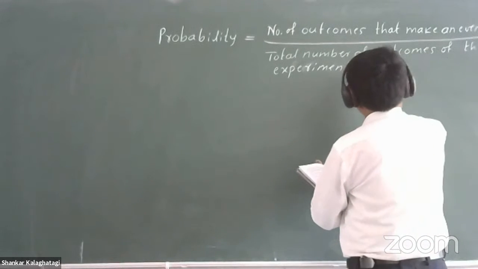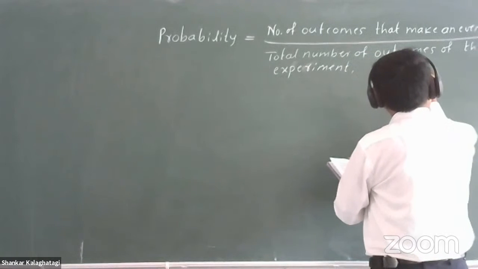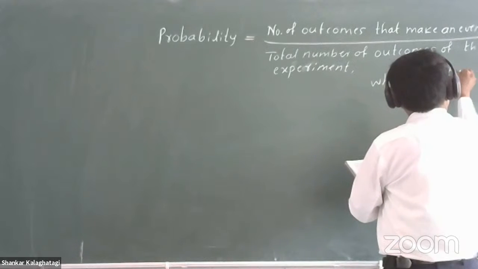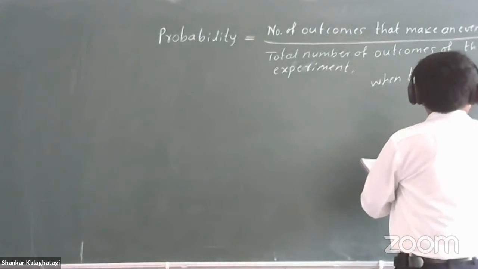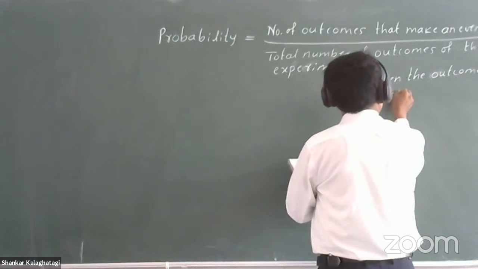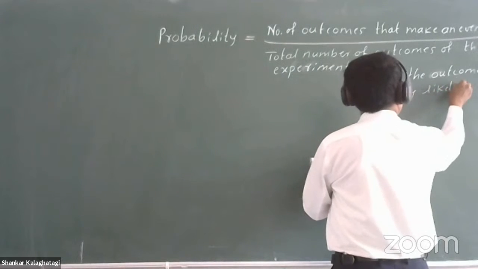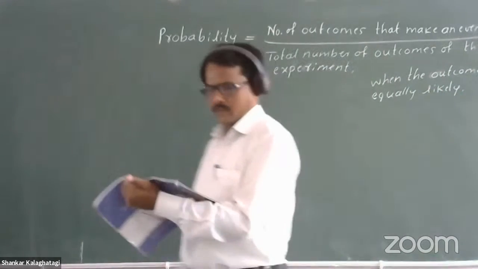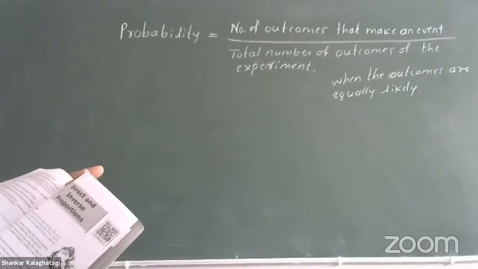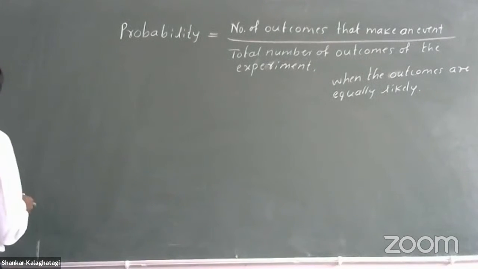When the outcomes are equally likely, when the outcomes are equally likely. Now your fourth main question. What is the fourth main question?